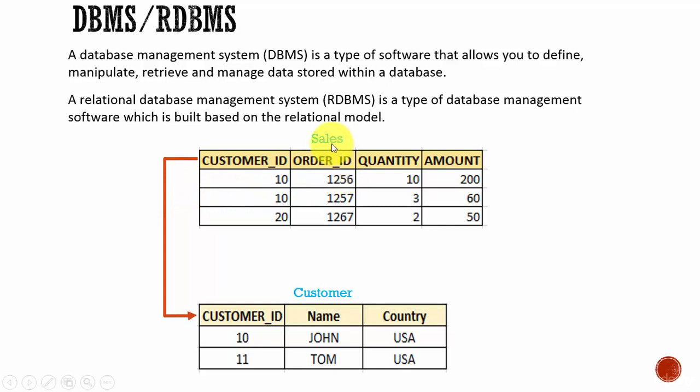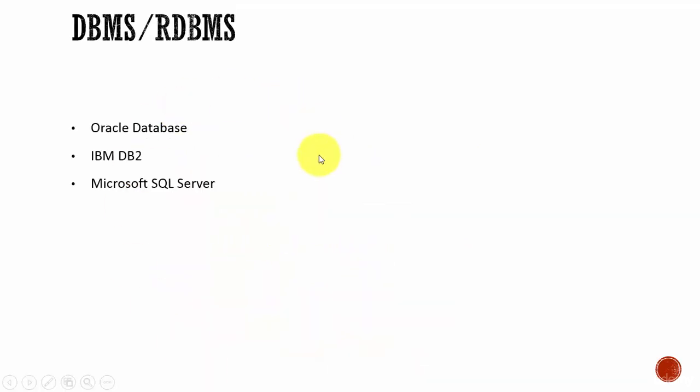If you look here, we have a sales table and a customer table, and we are forming the relationship between those two tables using the column customer ID. Right? Such a way of representing the tables using common columns is a relational model. Some of the RDBMS software in the market are Oracle Database, IBM DB2, and Microsoft SQL Server. In this course, we will be learning about the Oracle Database.